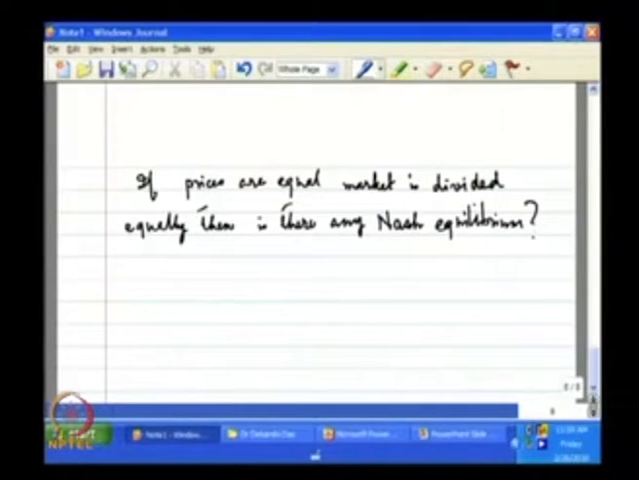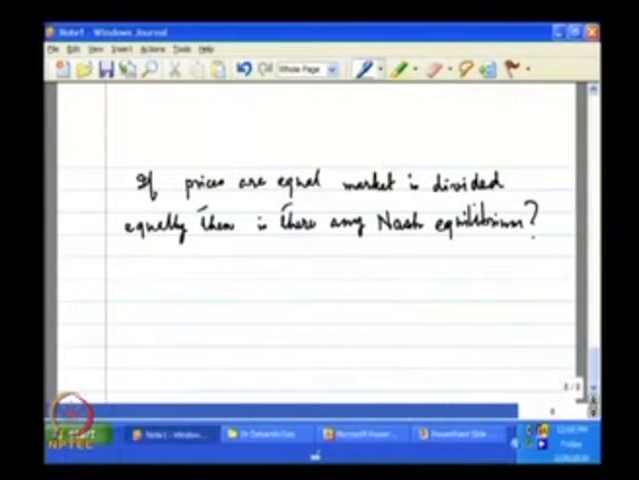And one can show that if the rule is that if the two firms are charging the same price, then the market is divided equally, then there can be no Nash equilibrium. In this case, in the exercise, we are having a Nash equilibrium because when the prices are equal, firm 1 is getting the entire market. So, that is more or less what we had to discuss about Bertrand model.